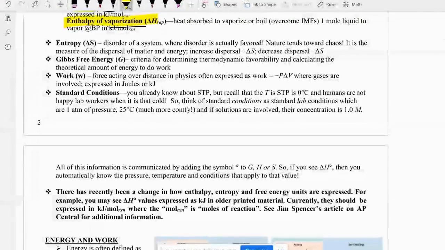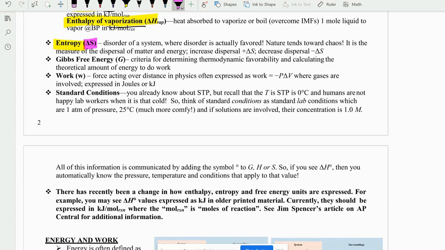Another vocabulary word you need to know is entropy. We're going to use S to represent entropy. Go ahead, say it with me. Entropy. This is defined as the disorder of a system where actually disorder is favored. This is going to be your favorite law when describing to your parents why your room is trashed at the end of the week, right? Started off nice and clean, and then it tends towards disaster and chaos by the end of the week.